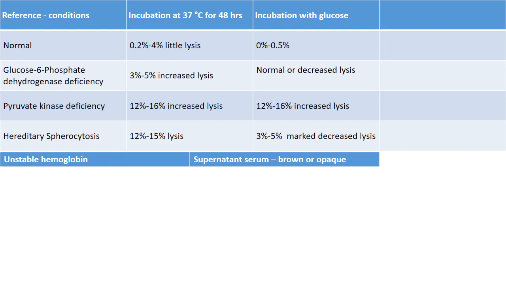The autohemolysis test lacks specificity. The best way to detect enzyme deficiency in red cells is to measure the enzyme level. This is about autohemolysis.